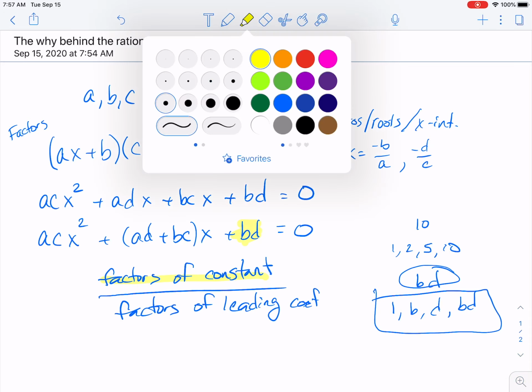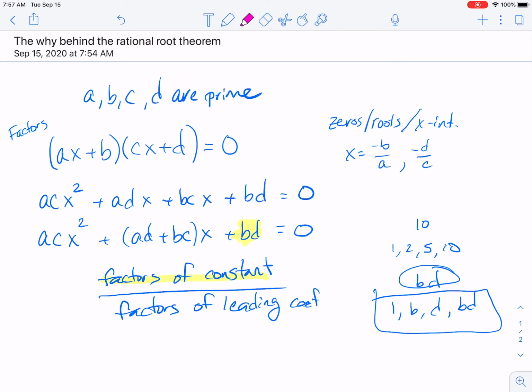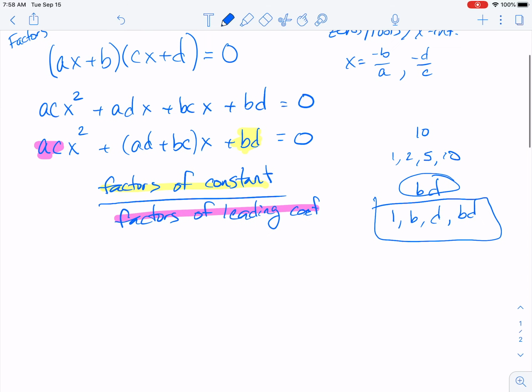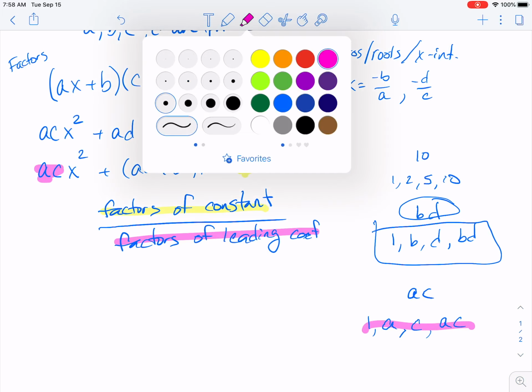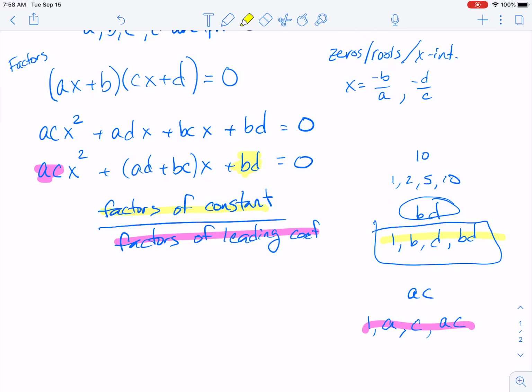Then we look at the factors of the leading coefficient, which is going to go on the denominator. Since the leading coefficient is ac, the factors of ac would be 1, a, c, or a times c. I'm using color on purpose. We're going to divide all the yellow by all the pink, and that's going to give us our list of possible factors. Actually, all of these could be plus or minus.